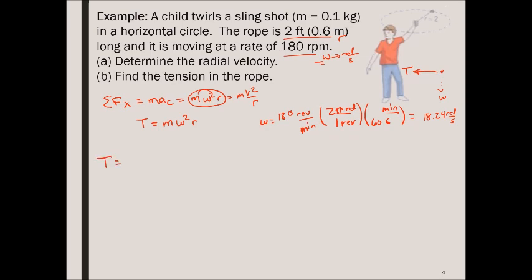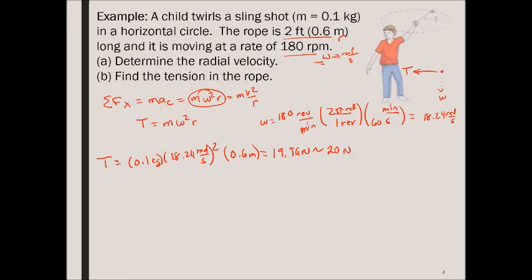Tension is equal to that mass of 0.1 kilograms times my omega, 18.24 radians per second, squared. And my radius is the 2 feet, or 0.6 meters. And that gives me a value of 19.96 newtons, or about 20 newtons of force in order to keep that string twirling.